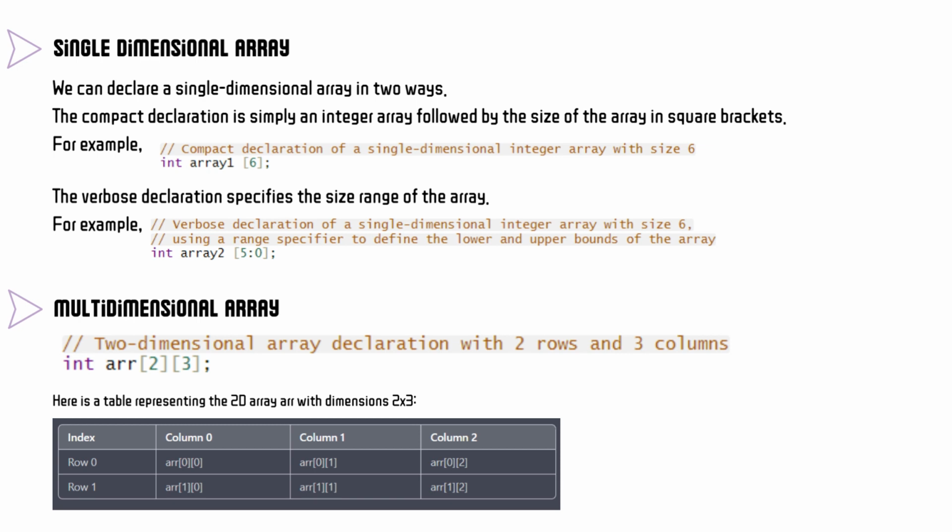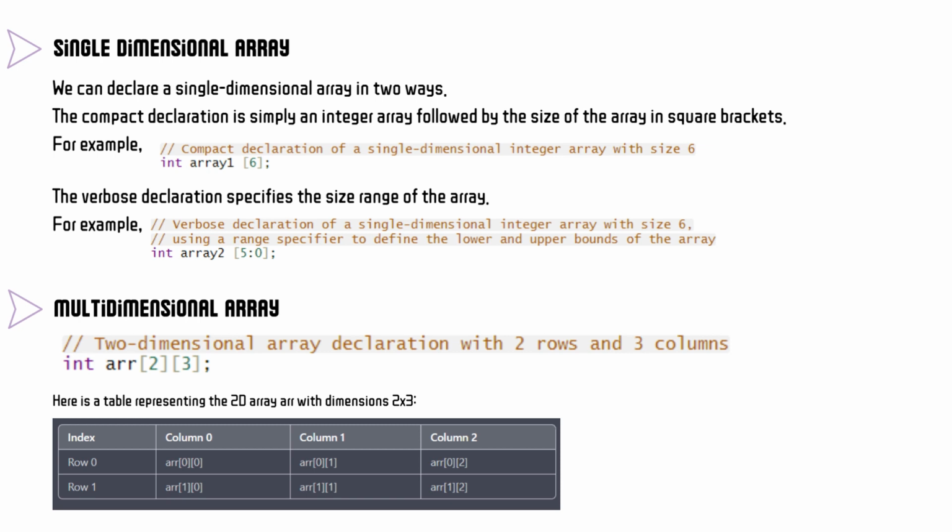For example, int array1 [6] declares an integer array of size 6. The verbose declaration, on the other hand, specifies the range of the array. For example, int array2 [5:0] declares an integer array of size 6 with indices ranging from 5 to 0. Now, let's move on to multidimensional arrays.